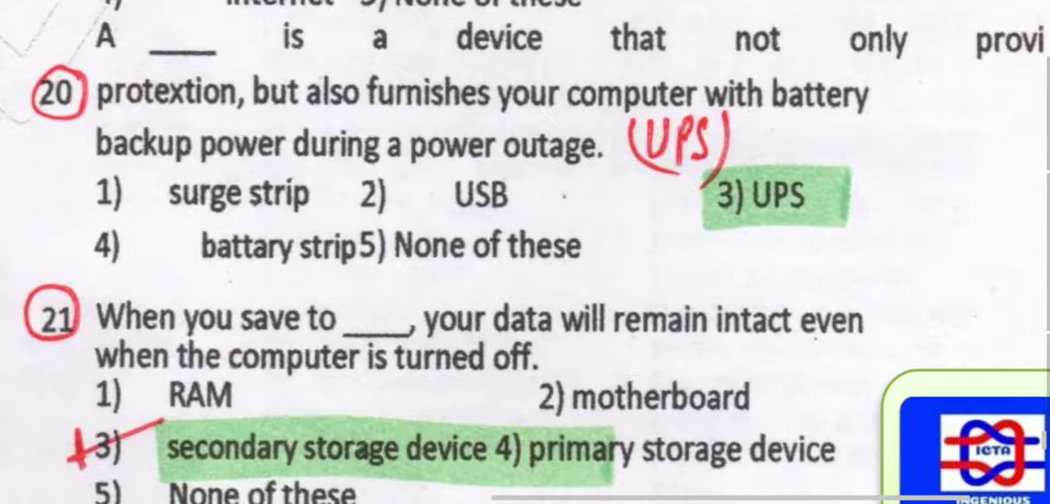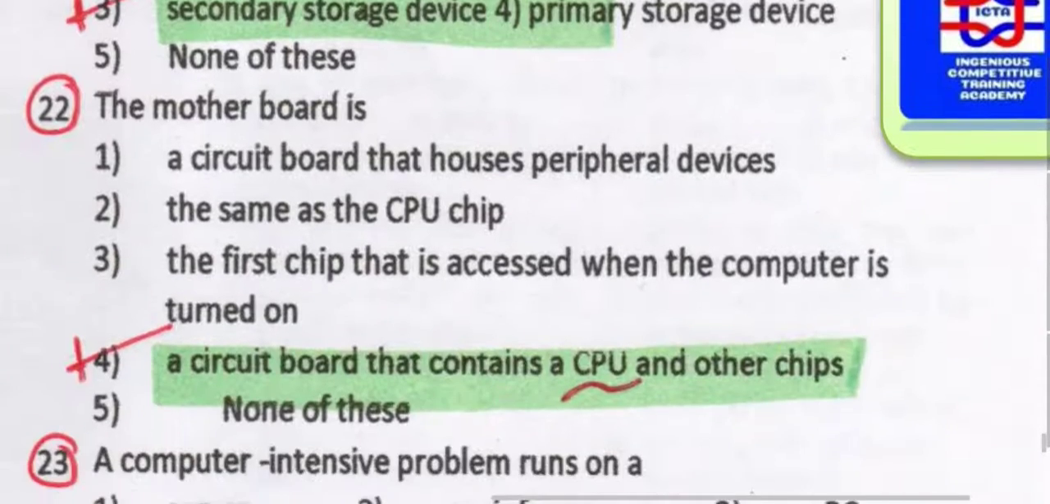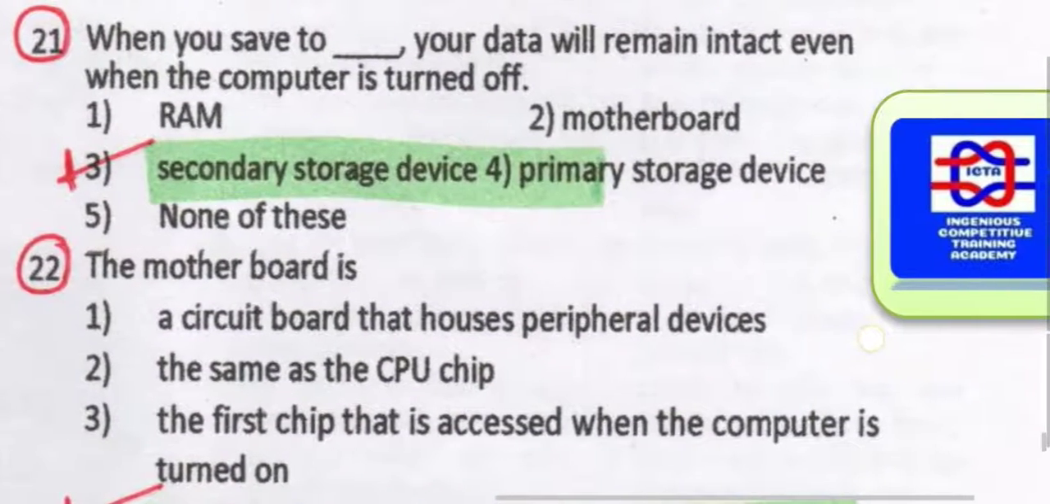A device that provides protection but also furnishes your computer with battery backup power during a power outage is a UPS. That is what UPS stands for: uninterruptible power supply. It protects, and also furnishes the computer with battery backup power during the power outage, whenever there is an outage of current.